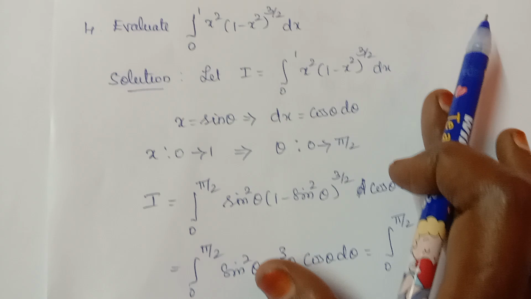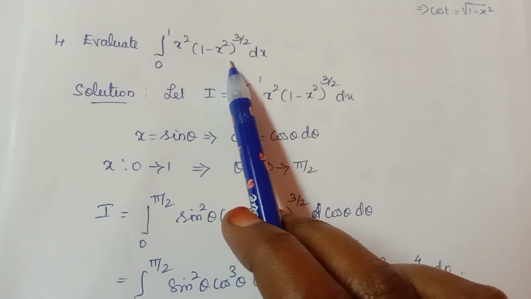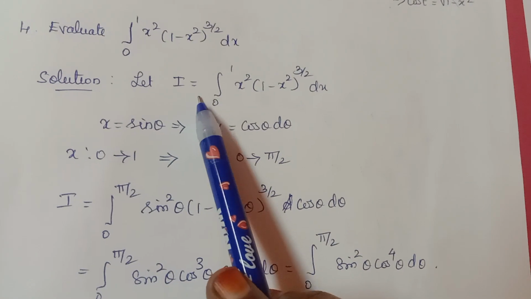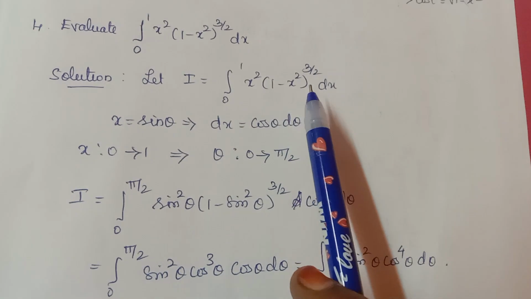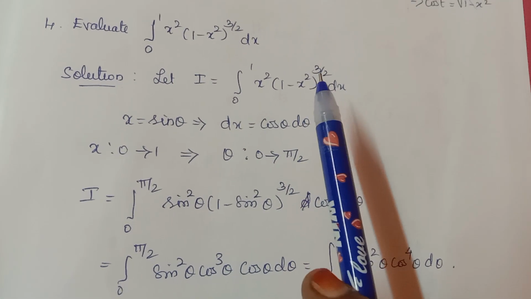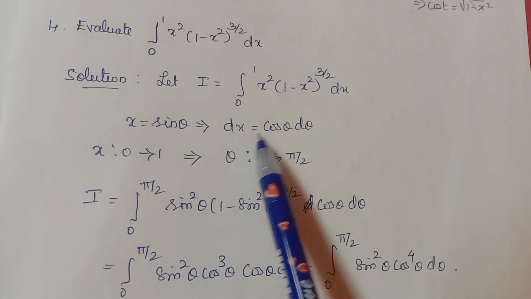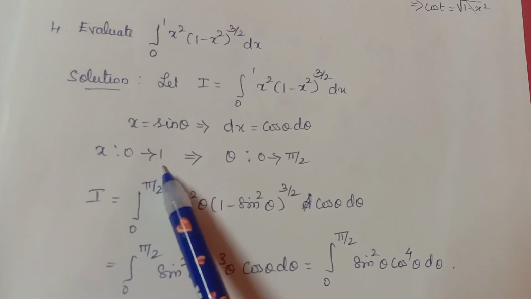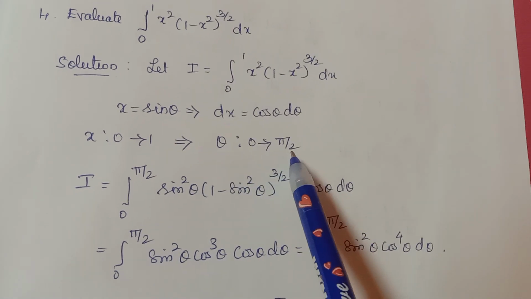Okay. Then next problem. Evaluate integral 0 to 1 x square into (1 minus x square) the whole power 3 by 2 into dx. Okay, let I be the given integral. So here it is 1 minus x square only, no? So as usual we can take either x equal to cos theta or sin theta. So let me take x equal to sin theta here. So that implies dx equal to cos theta d theta. And taking limits, here x varies from 0 to 1, no? So if you substitute it here, we can clearly get theta varies from 0 to pi by 2.